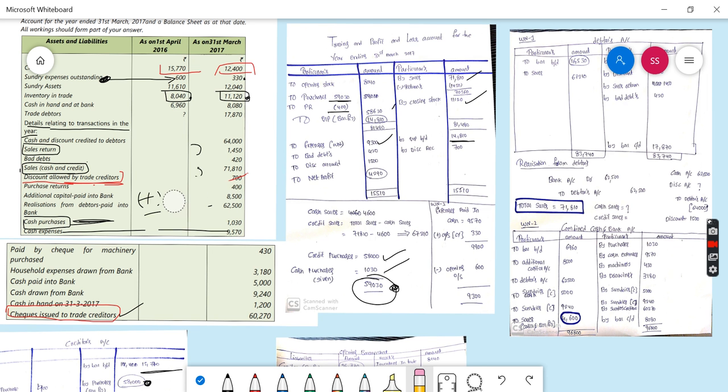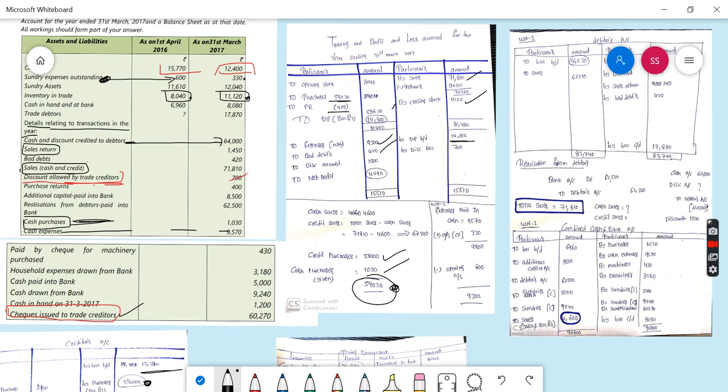And then next is bad debts. In the question itself they mentioned bad debts is 420, right? So you will write in the P&L account debit side 420, and then discount allowed. Here cash and discount credited to debtors is 64,000, right?